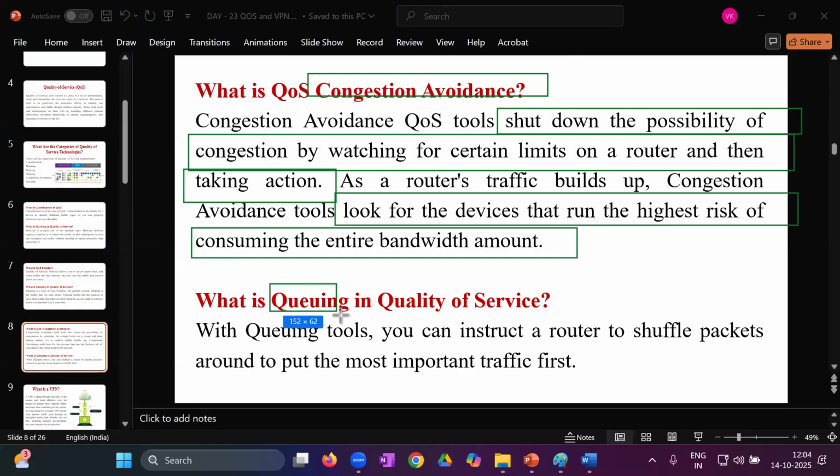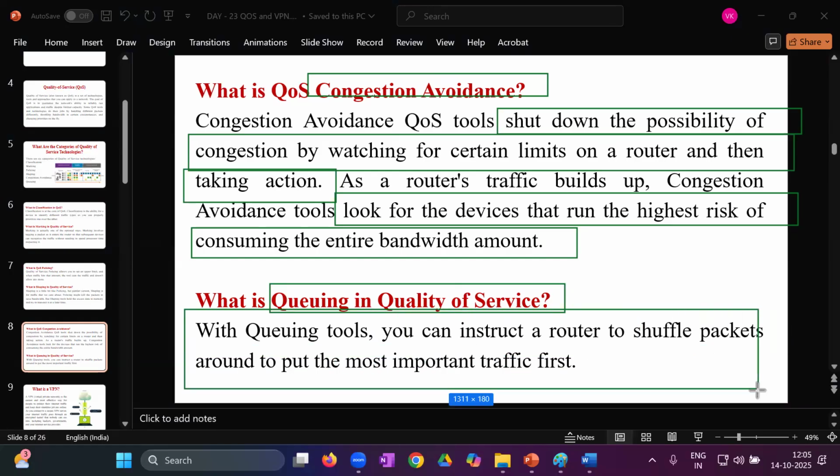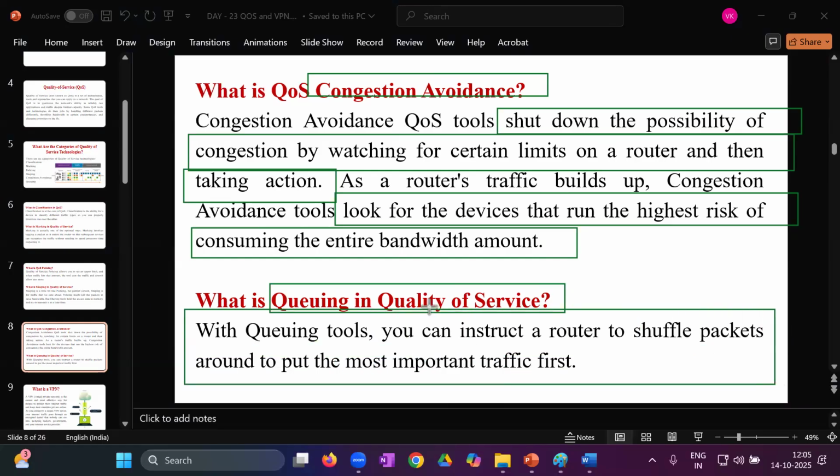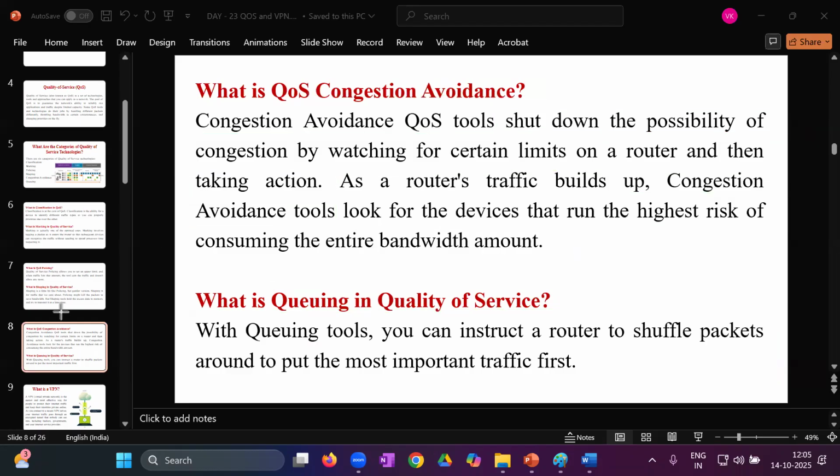And last we have queuing in quality of service. With queuing tools, you instruct a router to shuffle the packets around to send the most important traffic first. It means the traffic will be transmitted one by one. So first, classification, then marking, then policing or shaping, then congestion avoidance, and last queuing, and then the transmission will take place.